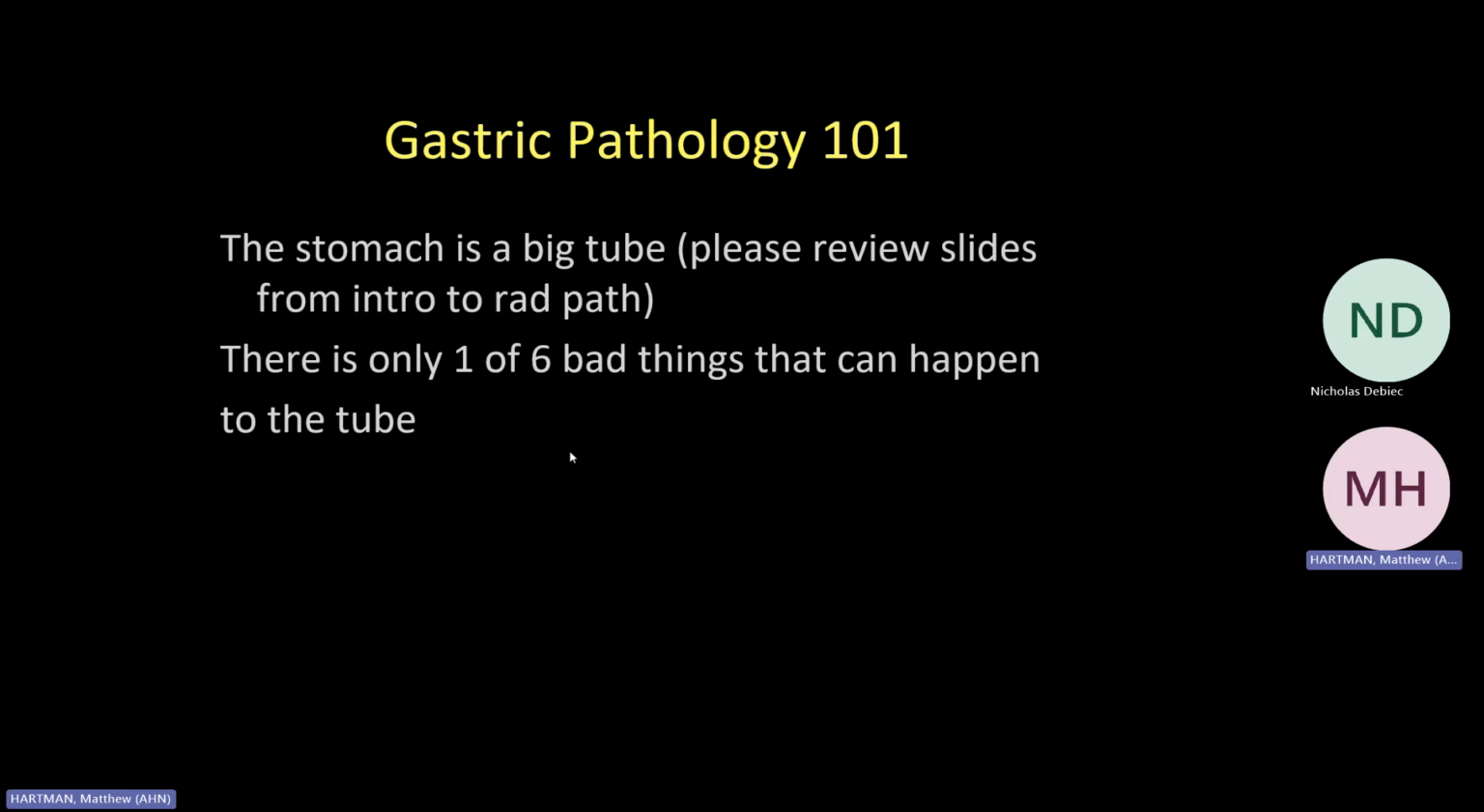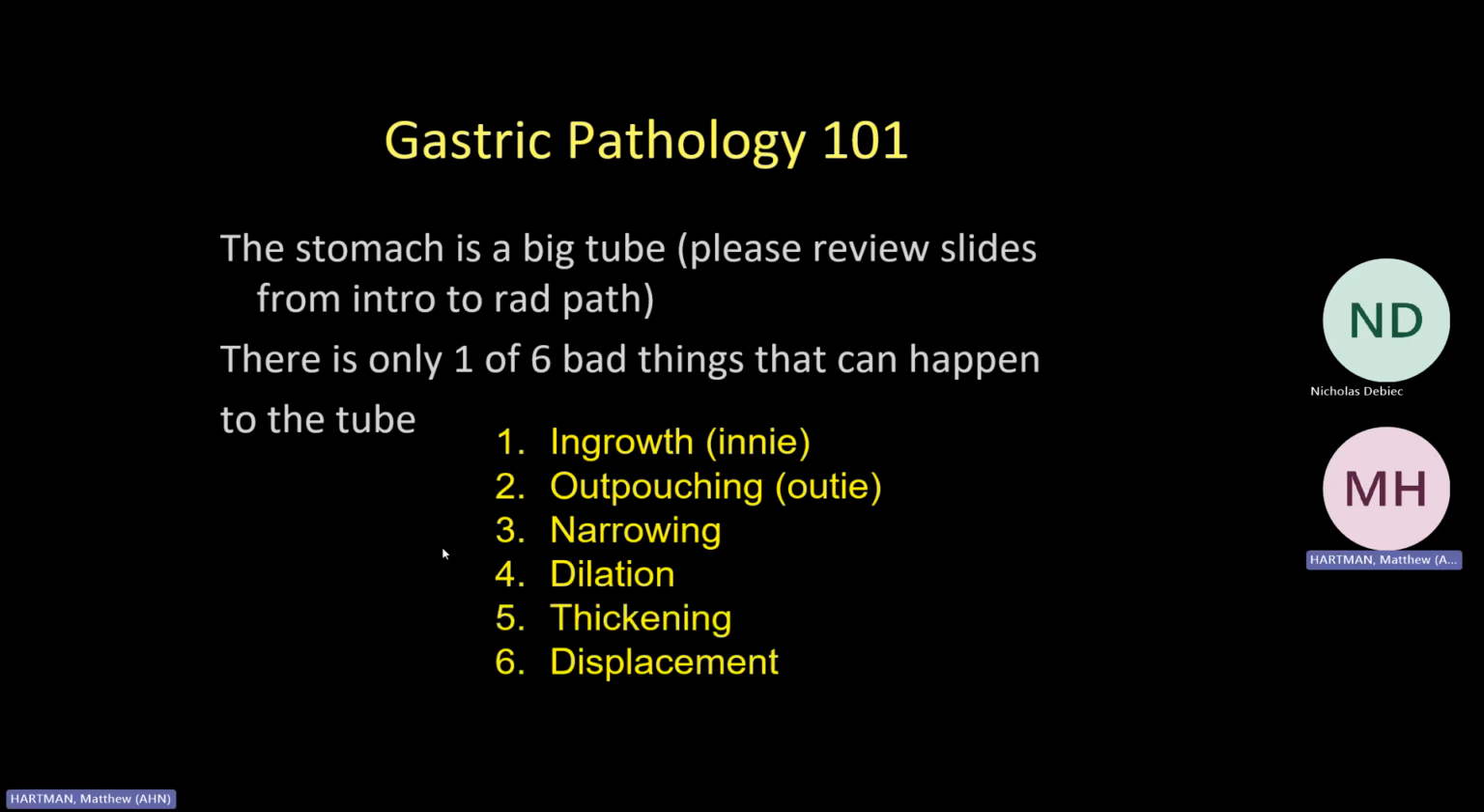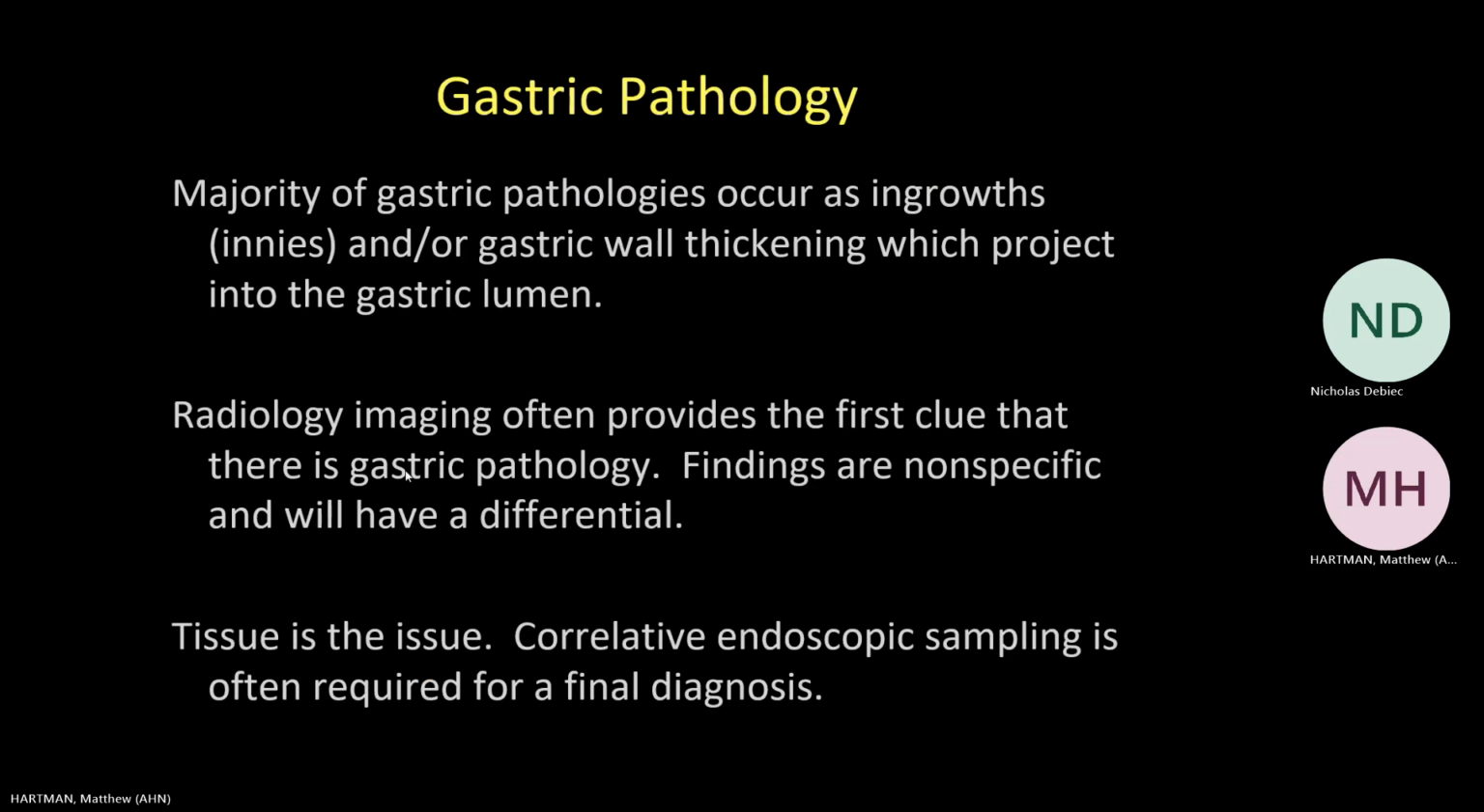So, gastric pathology 101. Just like the esophagus, the stomach is a big tube. So if you haven't watched the Intro to RadPath lecture, I highly recommend it. We remember there's a big tube. 1 of 6 bad things can happen to that tube. You can have an innie, an outie, narrowing, dilation, thickening, or displacement. So, quick overview. Majority of the gastric pathologies will be innies, or gastric wall thickening, projecting into the lumen.